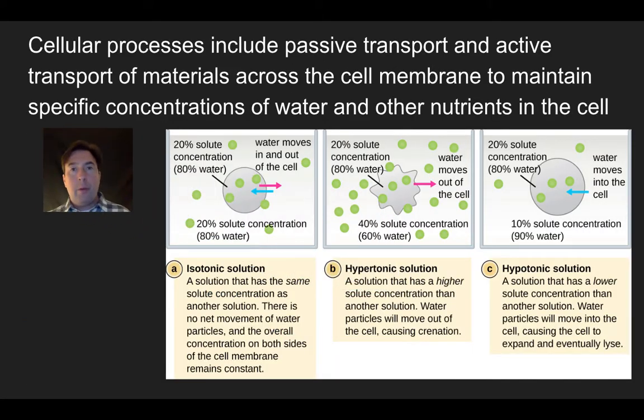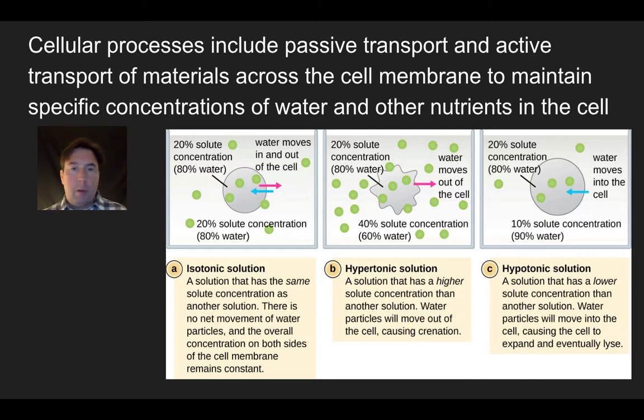All right, so now let's go from the whole organism down to the cellular level. What we're going to talk about here is what your body does in order to have passive transport and active transport to move materials across a cell membrane. Most obviously, we're going to talk about the movement of something like water across a membrane.